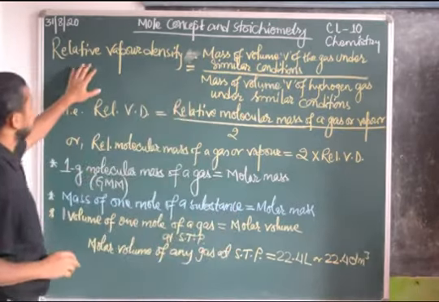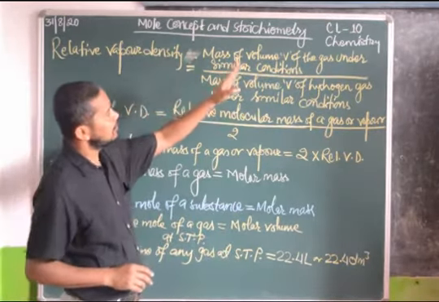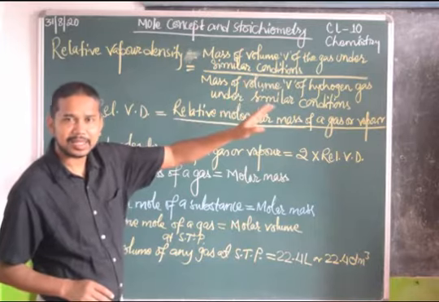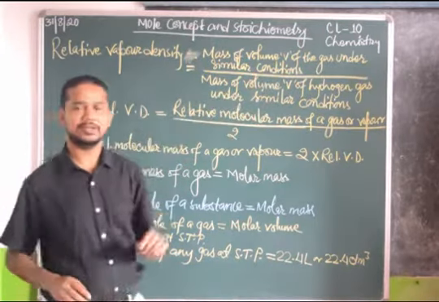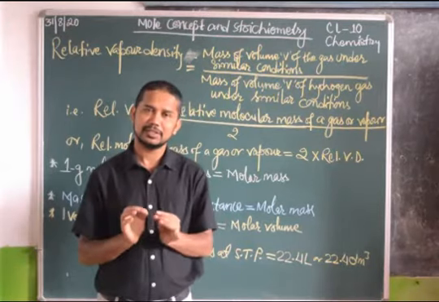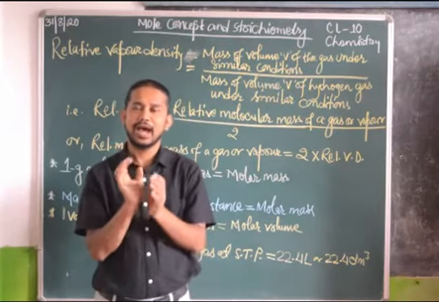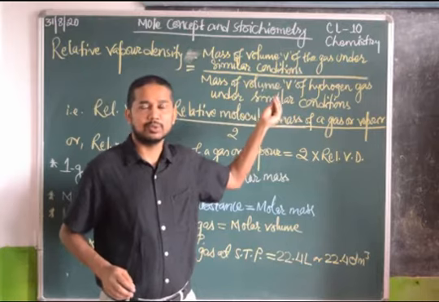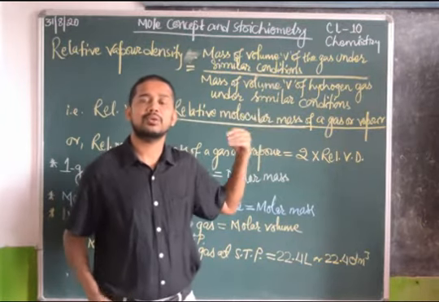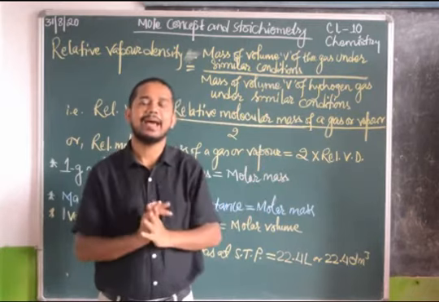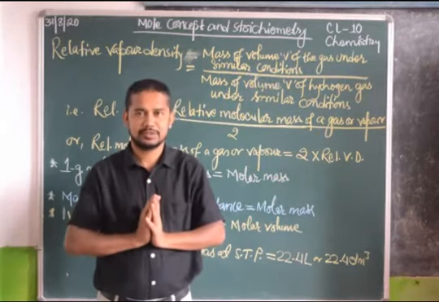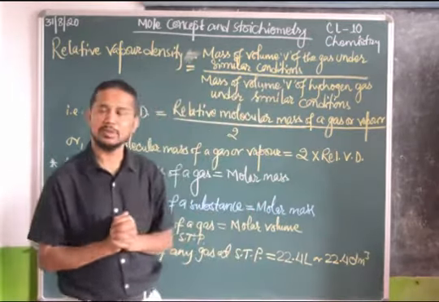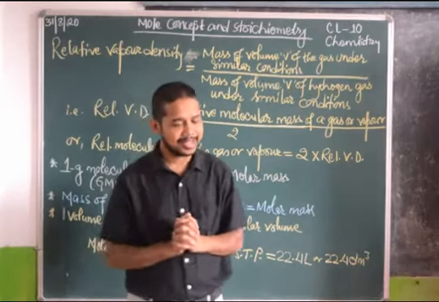So relative vapor density is the mass of volume V of the gas under similar conditions divided by the mass of volume V of hydrogen gas under similar conditions. What is very important here? The very important factor is that hydrogen gas and the gas whose relative molecular mass we are going to measure should have similar conditions, and the volume also should be the same.